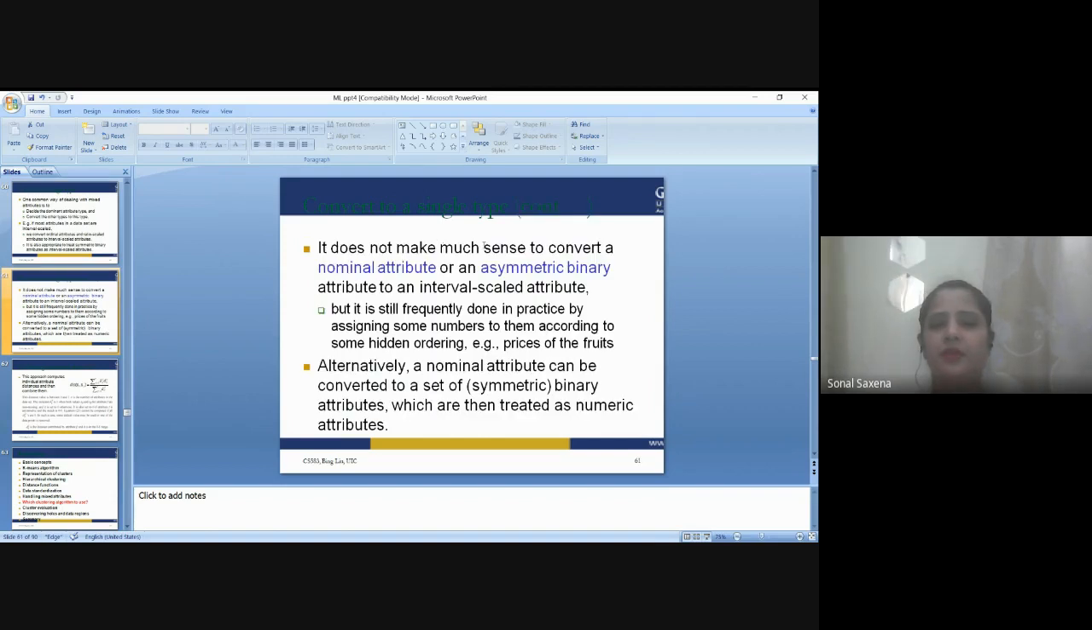So it does not make much sense to convert a nominal attribute to an asymmetric binary attribute or to an interval-scale attribute, but it is still frequently done in practice by assigning some numbers to them according to some hidden ordering, like the prices of the food. Alternatively, a nominal attribute can be converted to a set of binary attributes, which are then treated as a nominal attribute.